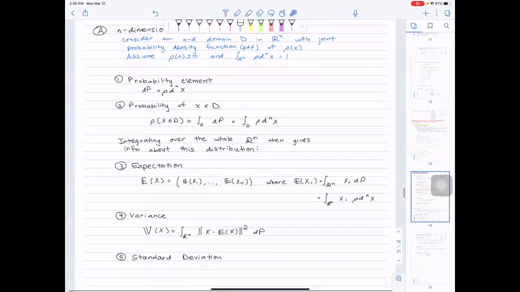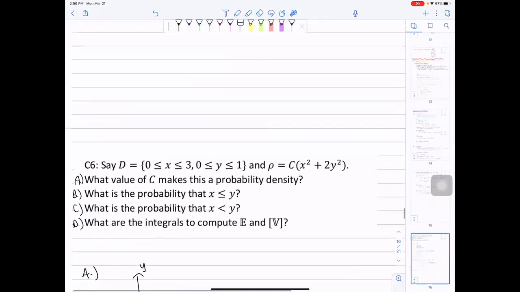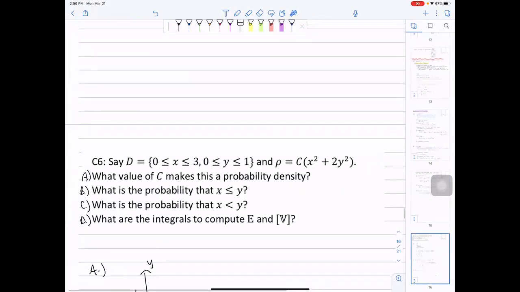Okay, so let's do an example. All right. So we have this. Say D is this region, and our density is C times this. So what value of C makes this a probability density? Think about it for 30 seconds while I write our D.